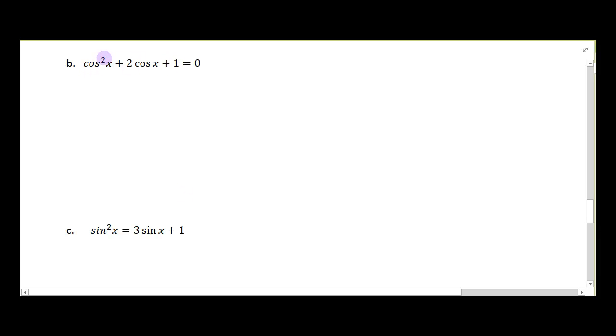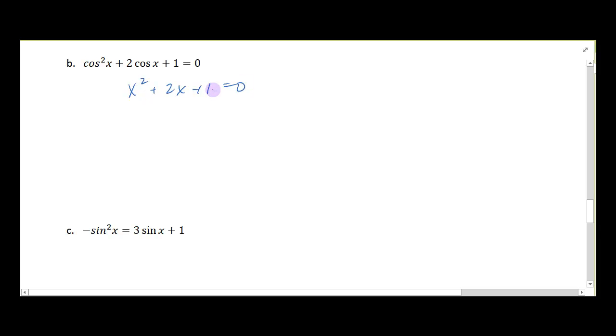This is the cosine squared x plus 2 cosine x plus 1. Notice this is similar. If I were to write this without the trig words in there, it just looked like x squared plus 2x plus 1 is equal to 0. Would you know how to factor that?